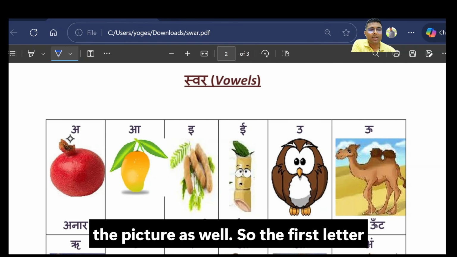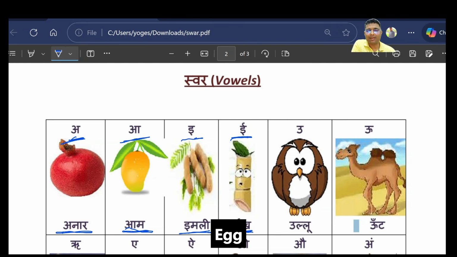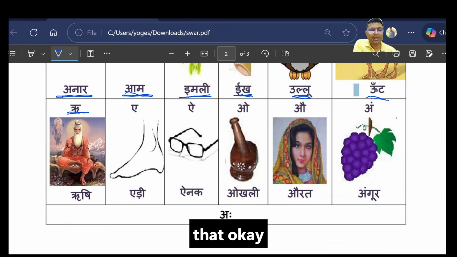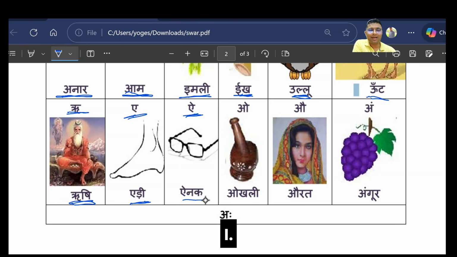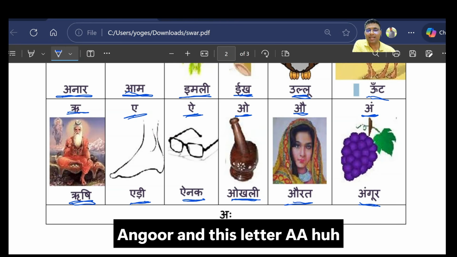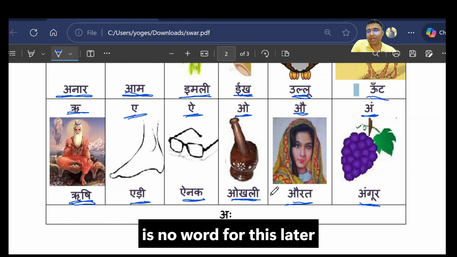The first letter of swar is A. A जैसे अनार. A जैसे आम. Very good. E, इमली. E, ईख. U, उल्लू. U, ऊंट. Okay, after that Ri, Rishi. A, Eddie. I, ऐनक. ओ ओखली. औ औरत. अंगूर. And this letter is khali because actually we don't start any word with this letter. So that's why there is no word for this letter.